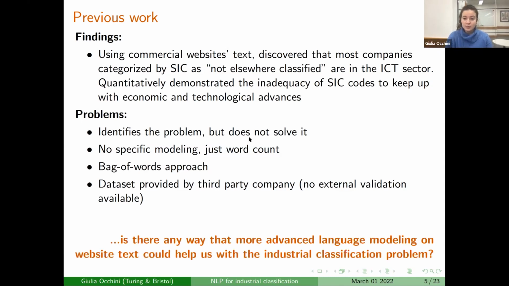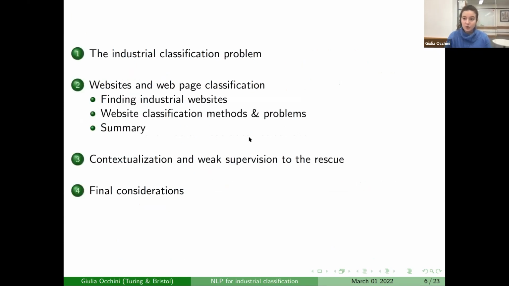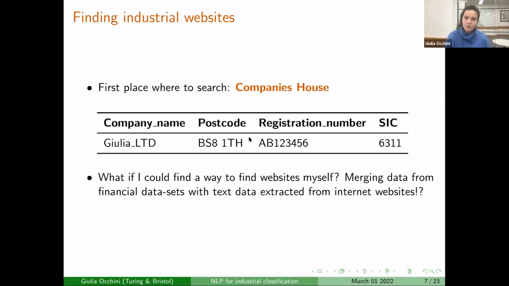So the main question of this presentation is: is there a way that more advanced language modeling and website text could help us understand industrial classification and solve the industrial classification problem? The first step that we took towards solving this problem was finding industrial websites. Our main idea was to find freely available industrial websites and not have to rely on proprietary data sets.